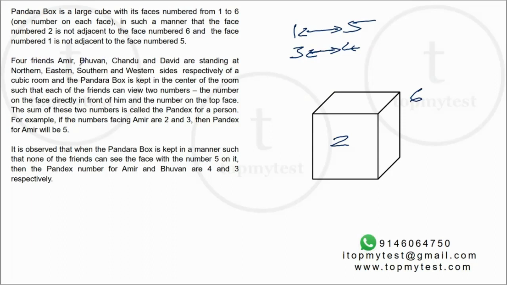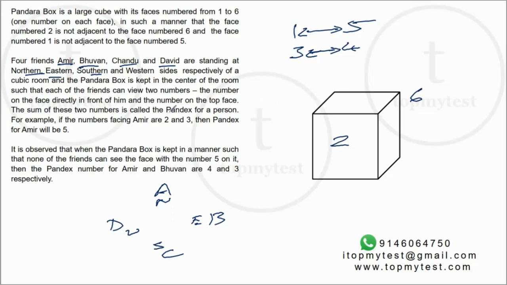4 friends, Amir, Bhuvan, Chandu and David, are standing in the northern, eastern, southern and western side of a cubic room. Okay, so you have Amir, Bhuvan, Chandu and David, so north, east, south and west. The Pandara box is kept in the center of the room such that the friends can view 2 numbers: the number on the face directly in front of him and the number on the top face, right? It's an information given.